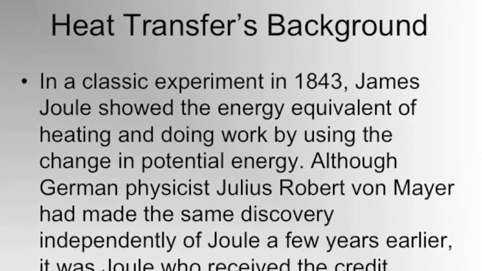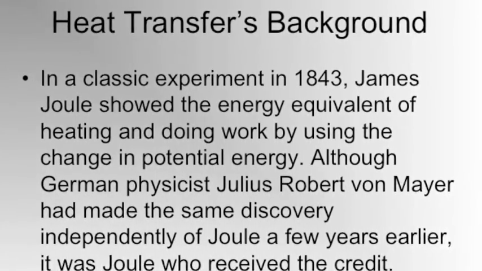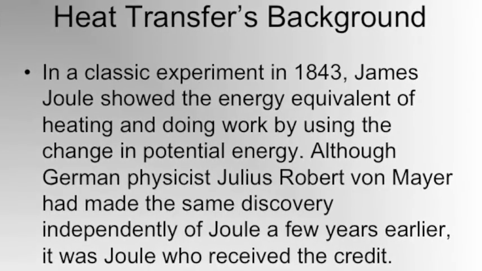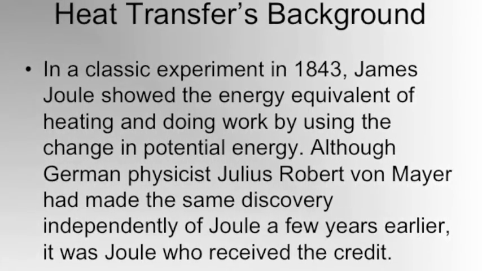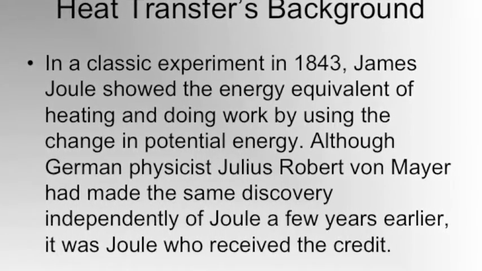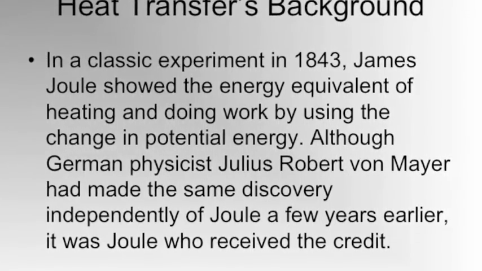In a class experiment in 1843, James Joule showed the energy equivalent of heating and doing work by using the change in potential energy. Although German physicist Julius Robert von Mayer had made the same discovery independent of Joule's a few years earlier, it was Joule who received the credit.